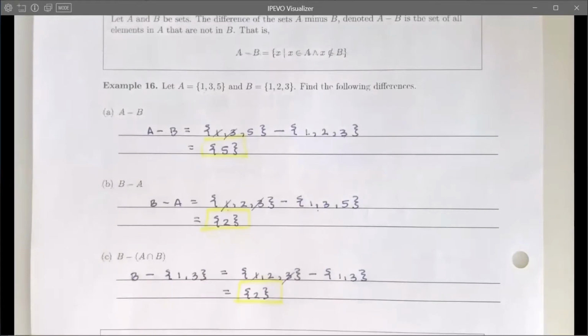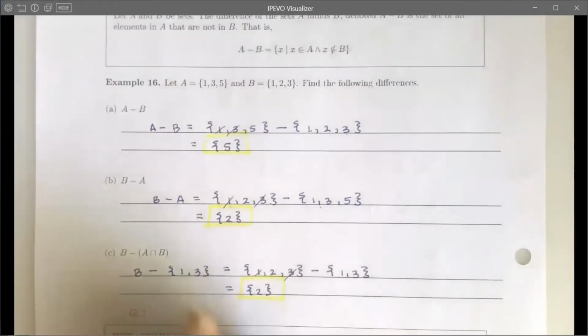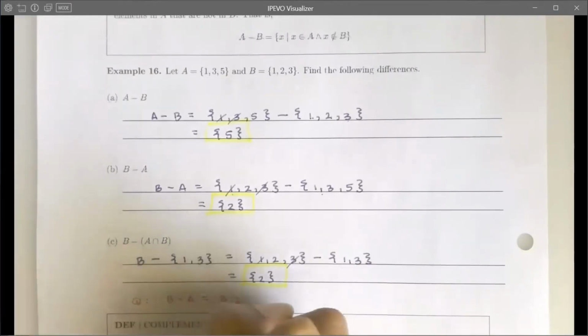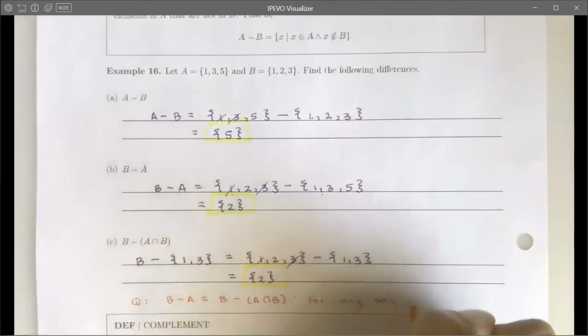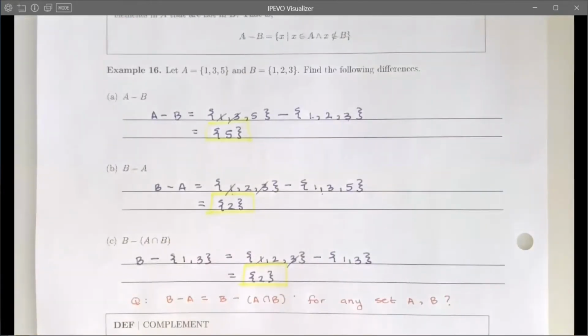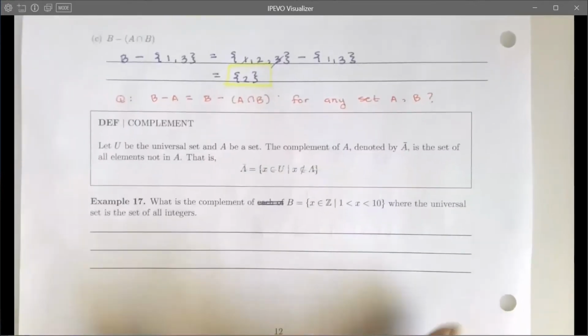Alright, so as you can see from parts B and C, B minus A gave us the same result as B minus the intersection of A and B. So a question that I'd like for you to consider is: is it true that B minus A will always equal B minus the intersection of A and B? Keep that in the back of your mind, and you'll have an opportunity to discuss it with your peers during the lab session.